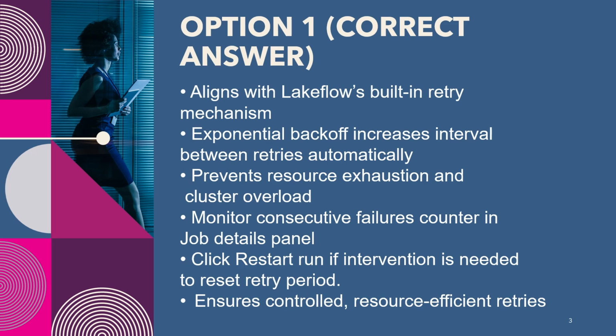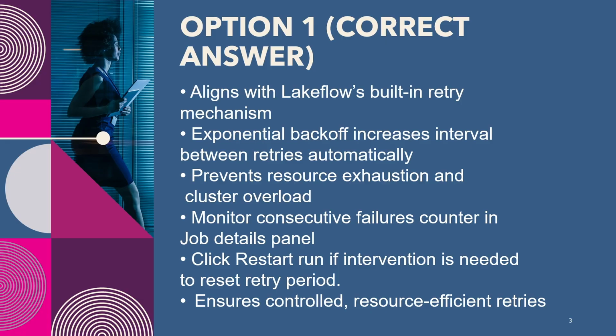Now, you might be wondering, okay, but what about intervention? When should I step in? That's where the consecutive failures counter comes into play. By monitoring this counter in the job details panel, you can see if something is going wrong repeatedly. If needed, you can click Restart Run. This cancels the active run, resets the retry period, and starts a fresh attempt, all while making sure your cluster has enough resources to handle it. It's like giving the job a fresh shot, but in a controlled, resource-efficient way.